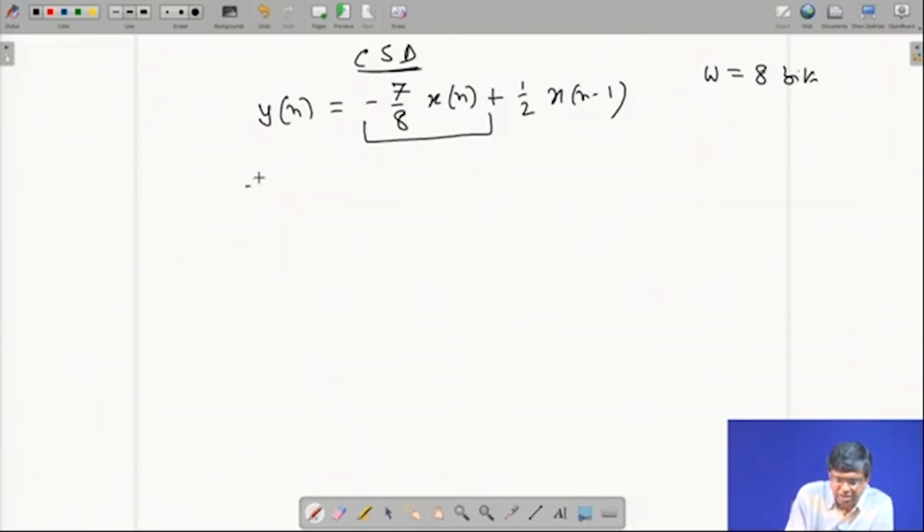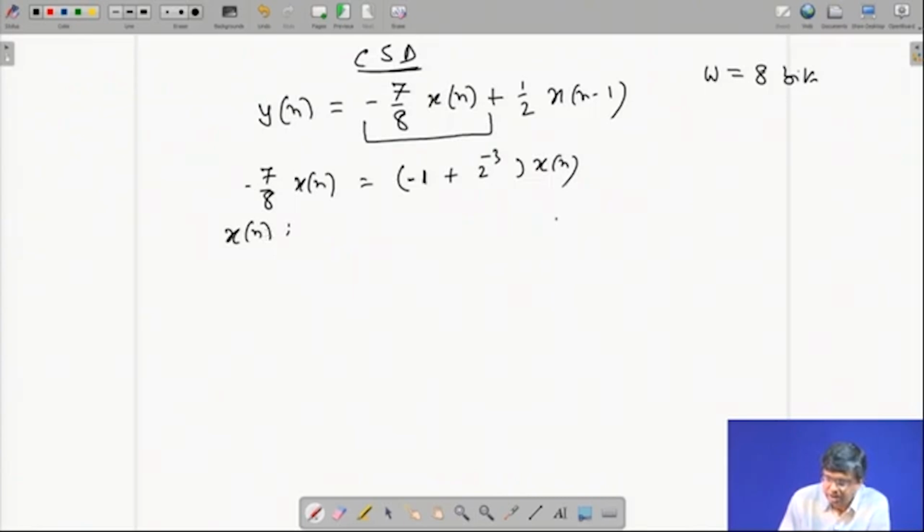So let us see this part first: minus 7 by 8 xn. Minus 7 by 8 xn, as I told you, is in CSD, canonic signed digit form. So if you write it like that, minus 1 into 2 to the power 0 plus 1 into 2 to the power minus 3. This is minus 7 by 8, and this is multiplied into xn.